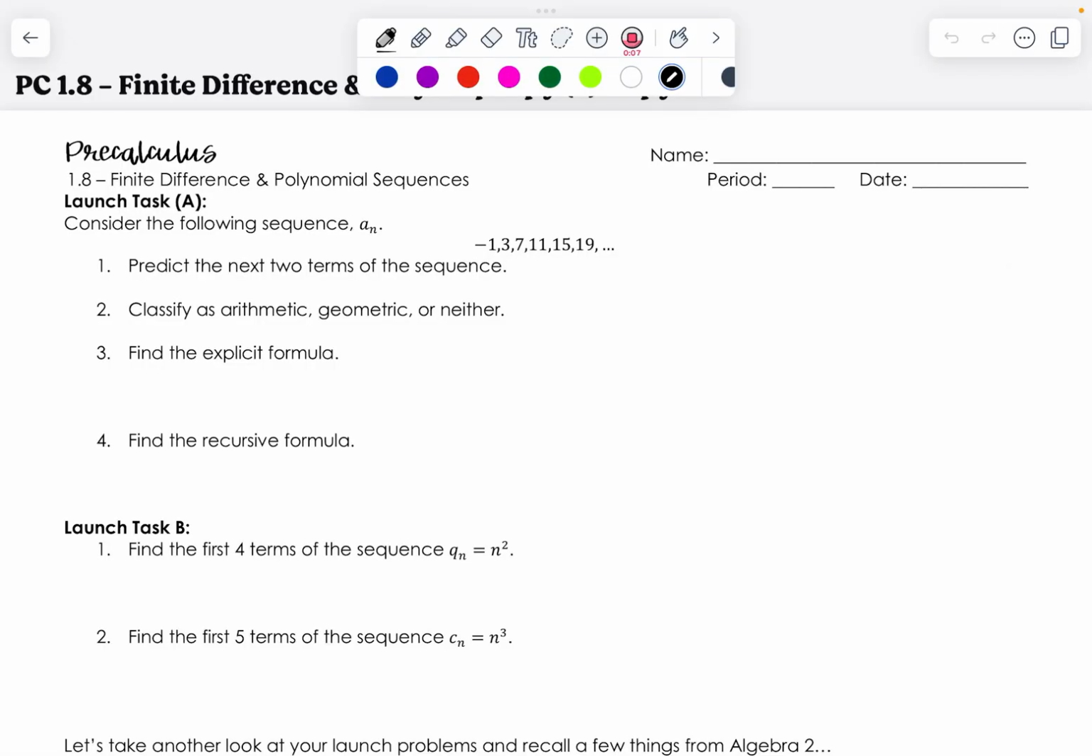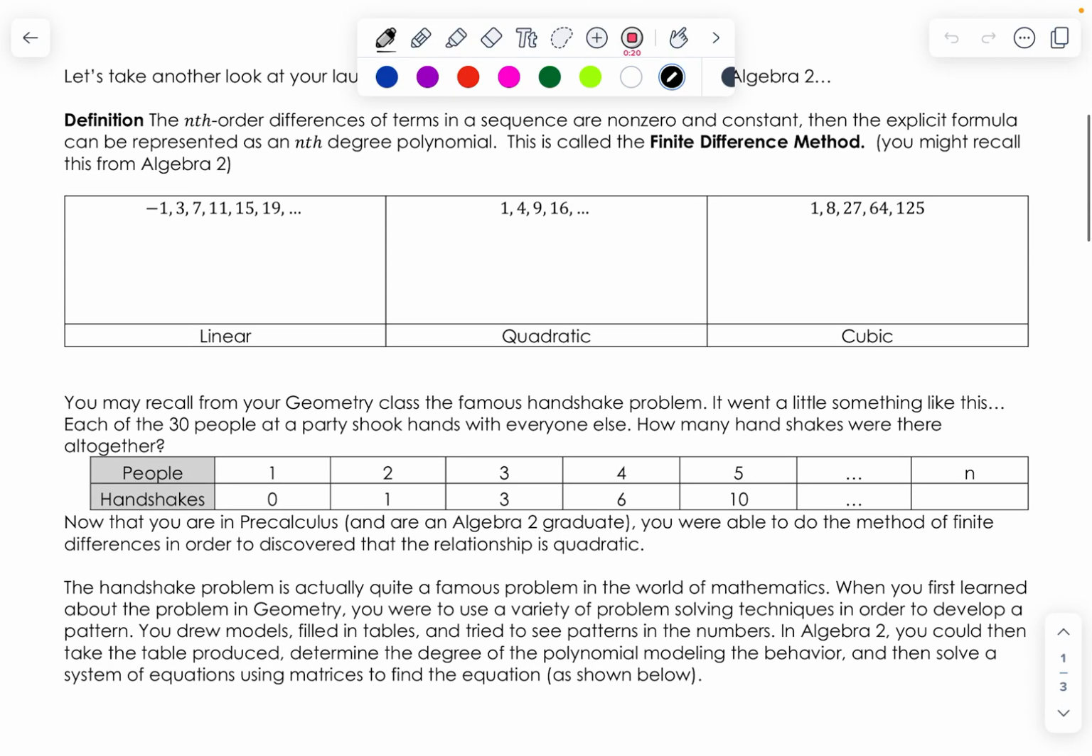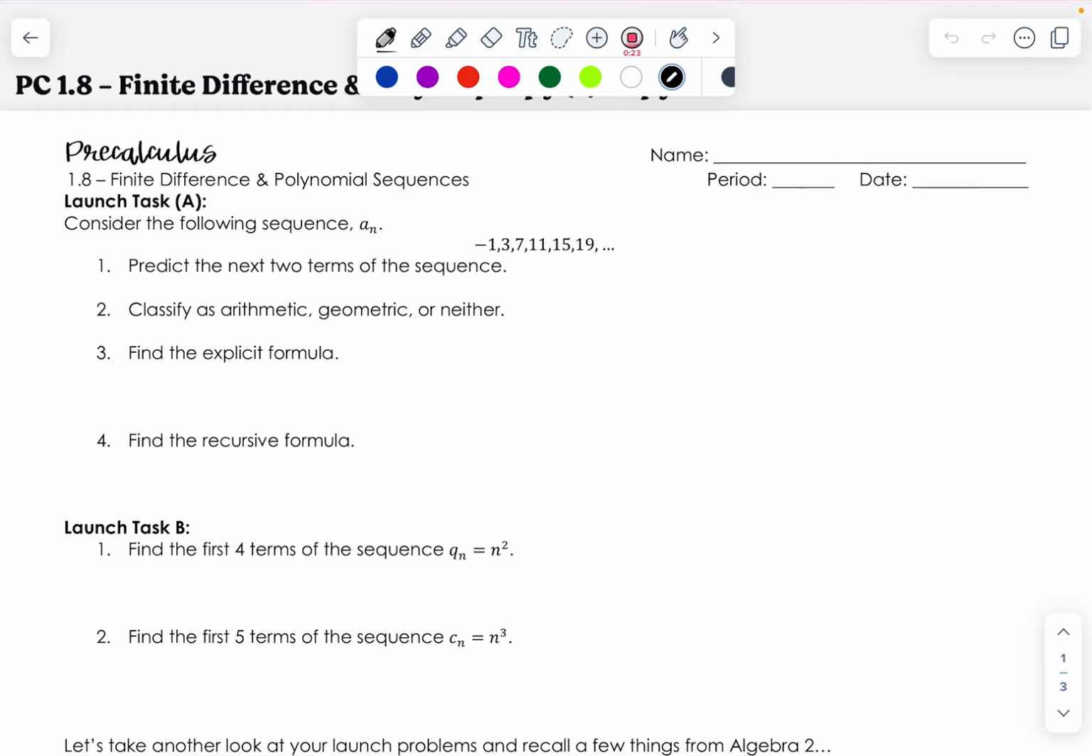All right, today we are doing section 1.8, which is called the finite differences and polynomial sequences. So in launch task A, it says predict the next two terms in the sequence. So you should be able to tell that they're increasing by 4. So the next term would be 23 and then 27. This would be arithmetic because it has a common difference.